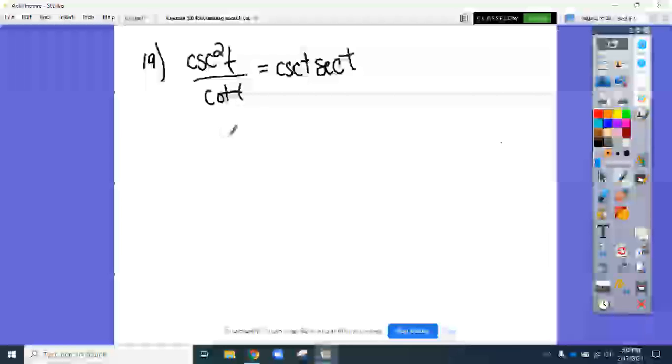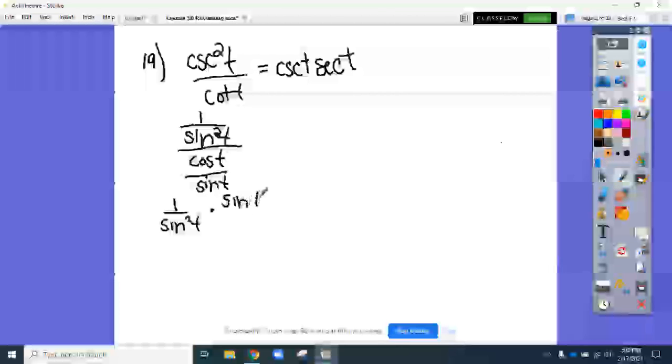Cosecant squared of t. I don't need to read this. You can see it. You can start on either side. I'm going to choose the left-hand side. I'm going to rewrite everything in terms of sine and cosine. So, cosecant squared is 1 over sine squared. And cotangent is cosine over sine. Remember, cotangent has cosine on top over sine. So then I am going to flip here. So I'm going to have 1 over sine squared of t times sine t over cosine of t.